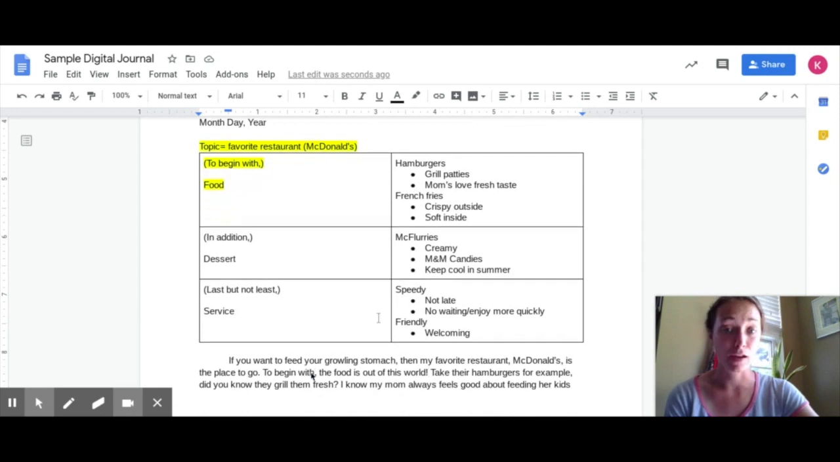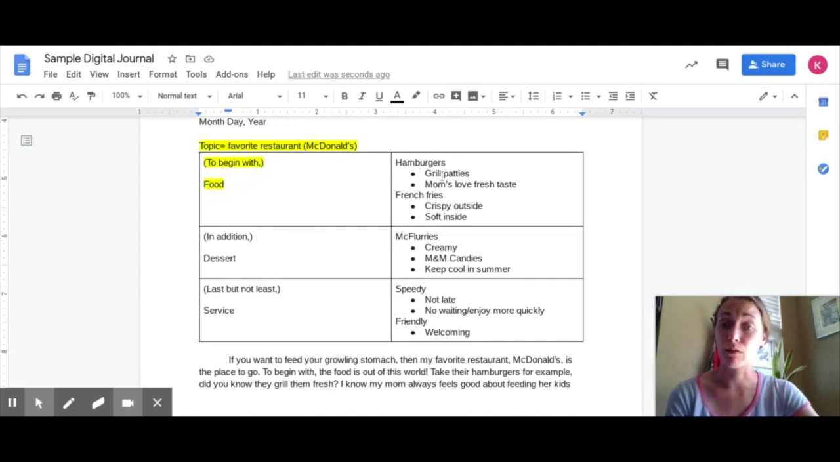Did I mention hamburgers? Did I mention that they were grilled and that moms love fresh taste? Did I mention French fries and the crispy outside and soft inside?